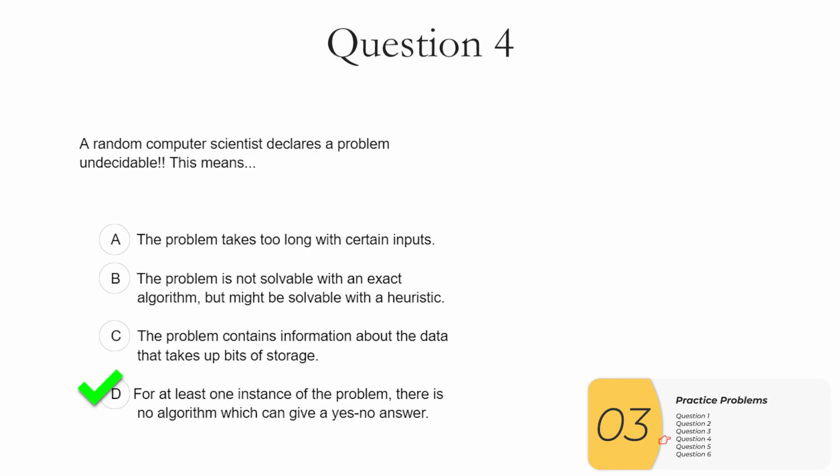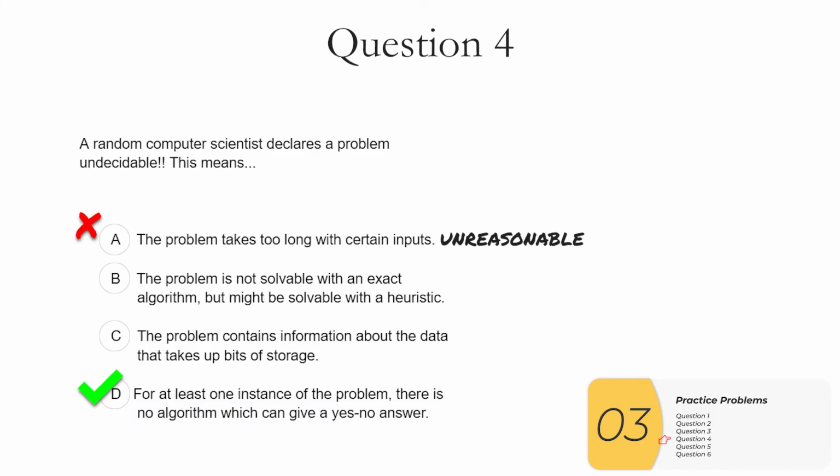And the way to answer all of these questions is to recognize there's no algorithm that can give a yes or no answer every time or ever. You don't actually have to really, truly in your heart understand what undecidable means. You just have to recognize the keywords. So the question, a random computer scientist declares a problem undecidable. Right away, based on keywords and key phrases, you can see that it's D. For at least one instance of a problem, there is no algorithm which can give a yes or no answer.